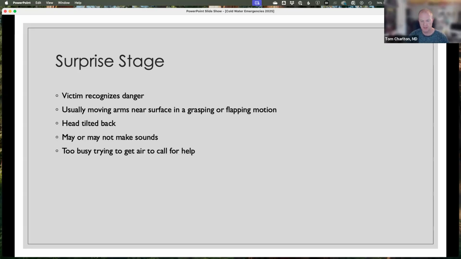And what you'll notice is oftentimes they will be kind of flapping on the water like this. That's because they're just reflexively trying to push up on the surface of the water like it's a solid surface, as if it were the side of the pool and they're trying to lift themselves up. And so they'll be flapping against the surface of the water. Very frequently, their head is tilted back, again, trying to get their mouth and nostrils as close to that surface of the water as they can so that any little bit of air that they can get, they'll get. And very frequently, again, they're not making any sounds.